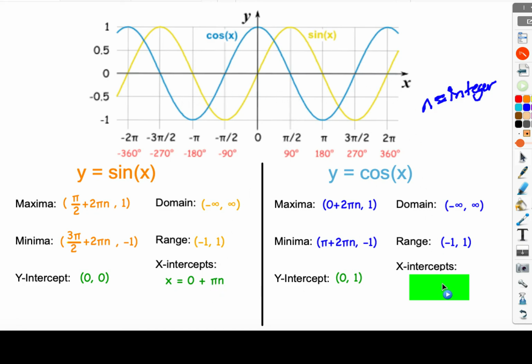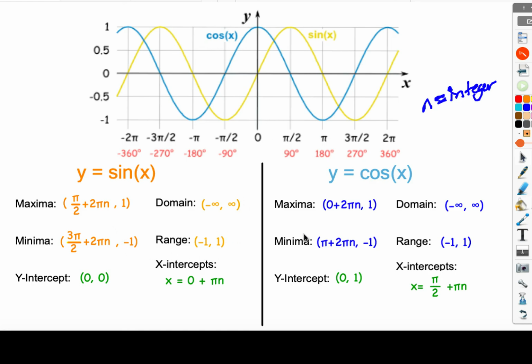Cosine is going to work somewhat the same way. Because we started at a maximum, our first x-intercept, a great place to remember, is pi over 2. And that's going to happen every pi units, every half period. Pi units down the road. So 3 pi over 2, 5 pi over 2, 7 pi over 2. Every pi units, those are going to happen.